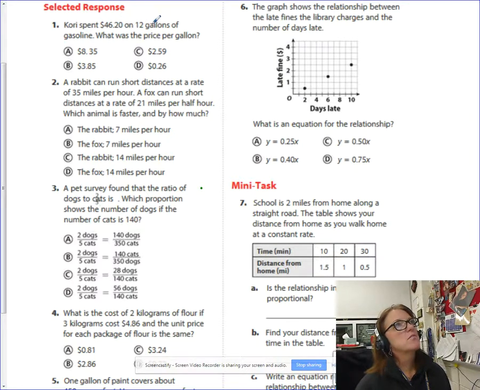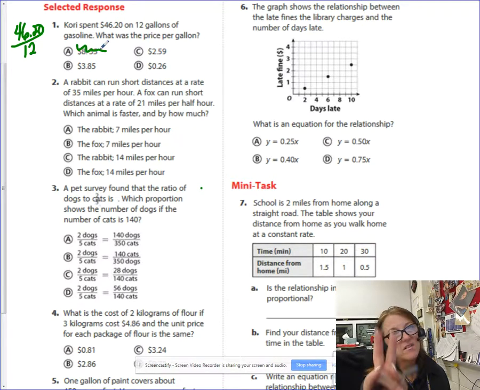Corey spent this much money on 12 gallons. What was the price per gallon? So you have to take this divided by 12. On your mark, set, go. Grab your calculator. You see $3.85. Do you see why they're putting A there? They're inverting the digits. That's way too big anyway. 385. Good. Number 2. Are you noticing some of these were very similar to online when I had you work on that?